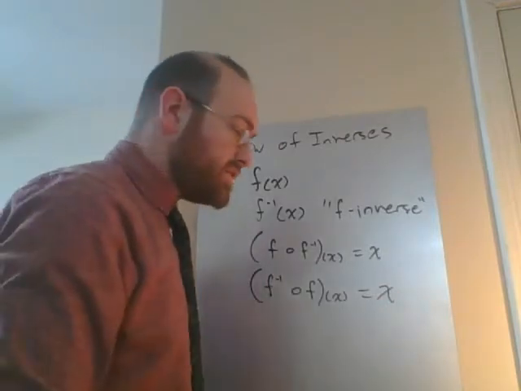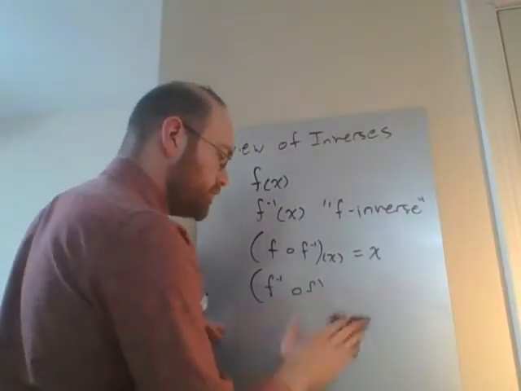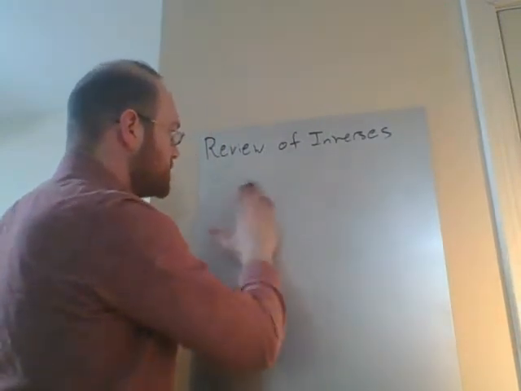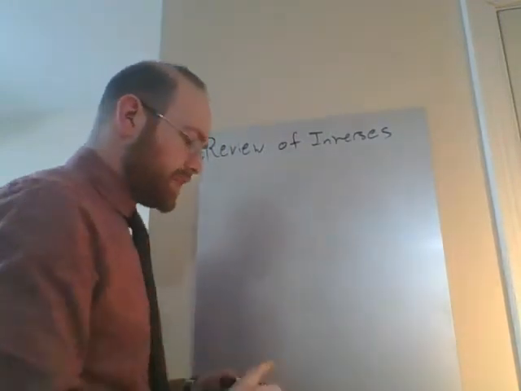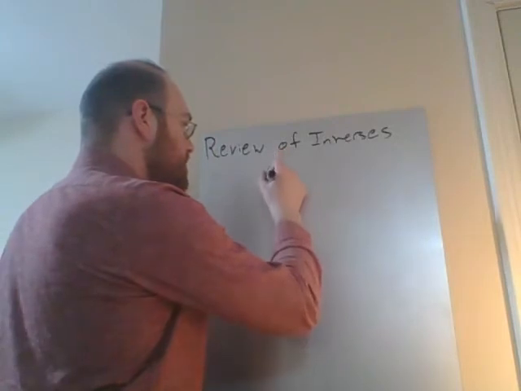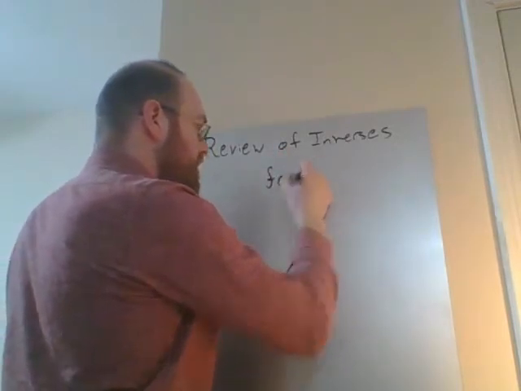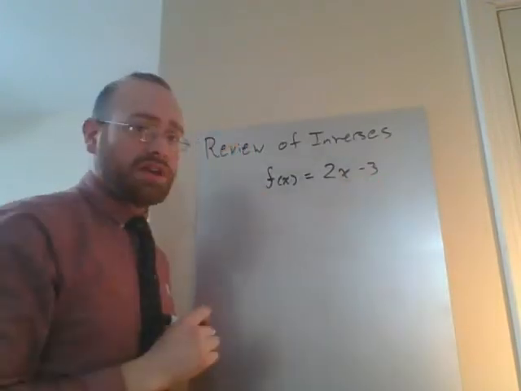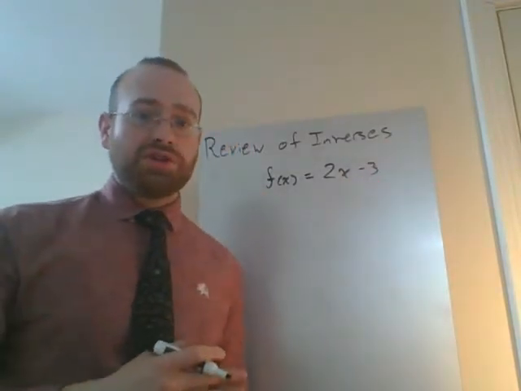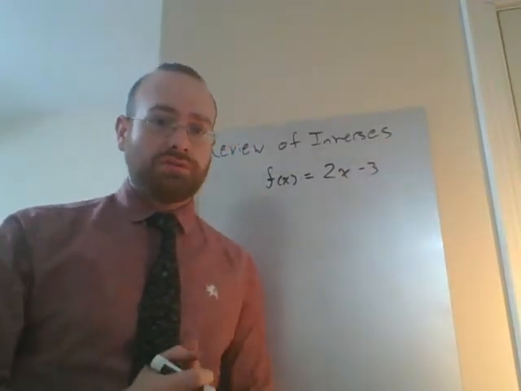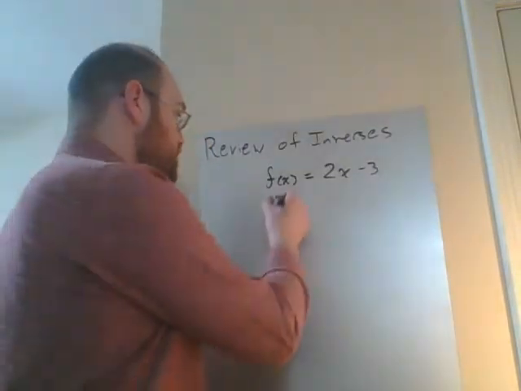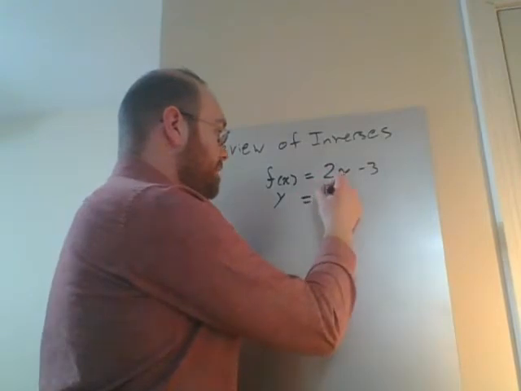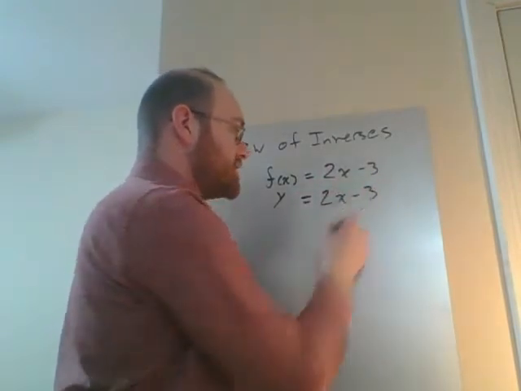Now I'll start off with a very simple example of an algebraic function, specifically a linear function. Let's say that we start with the function f of x equals 2x minus 3. It's a linear function. It's going to be very straightforward to invert. The first step is to replace f of x with y. Then we have y equals 2x minus 3.